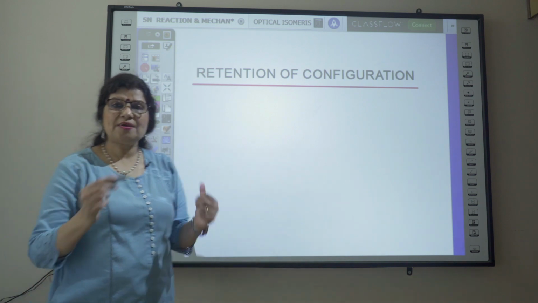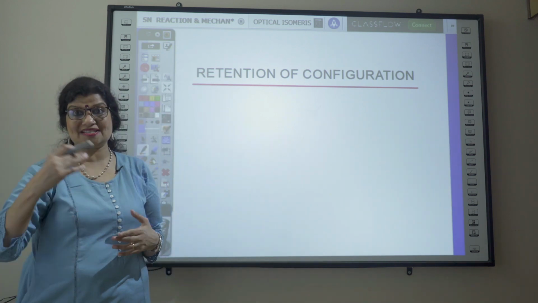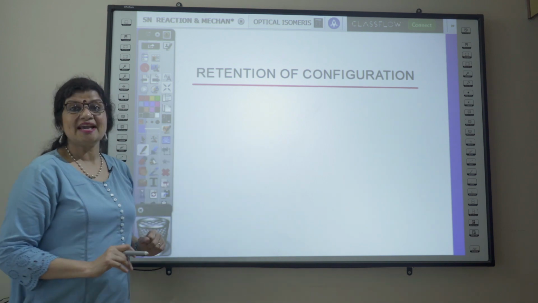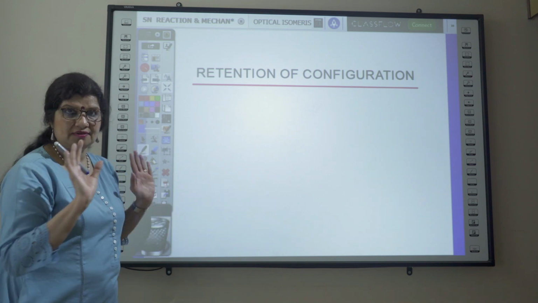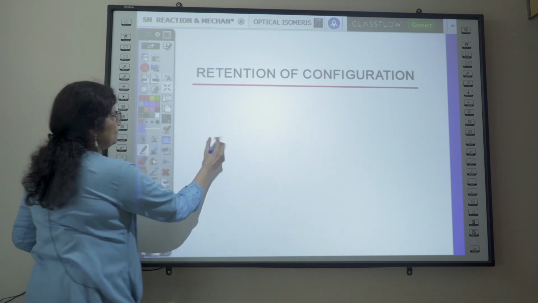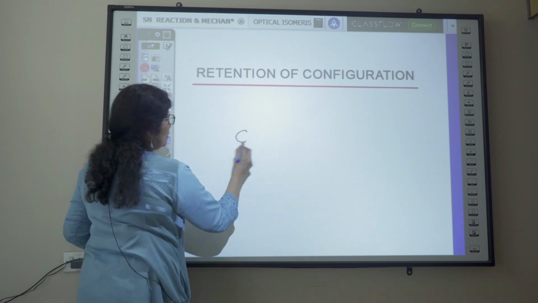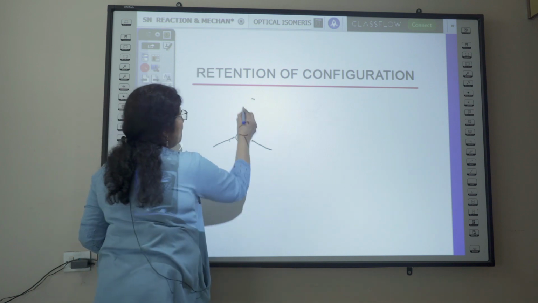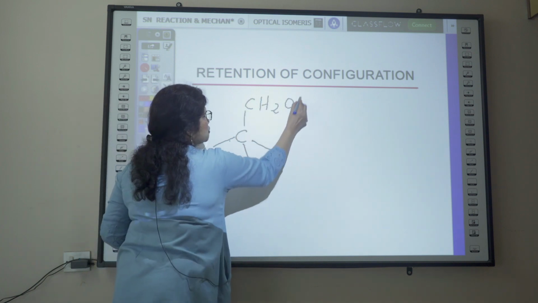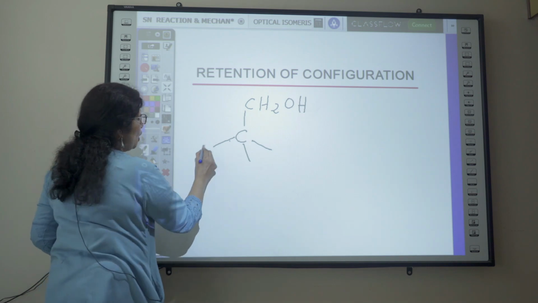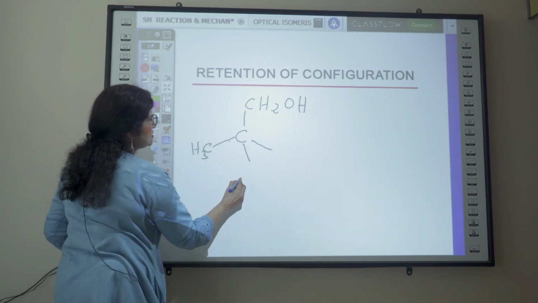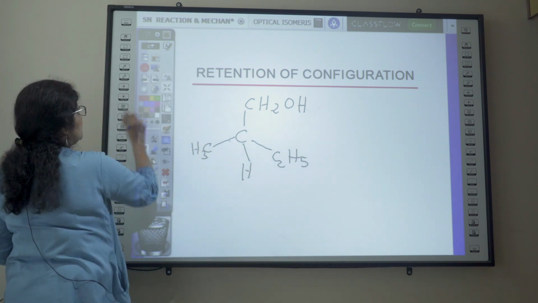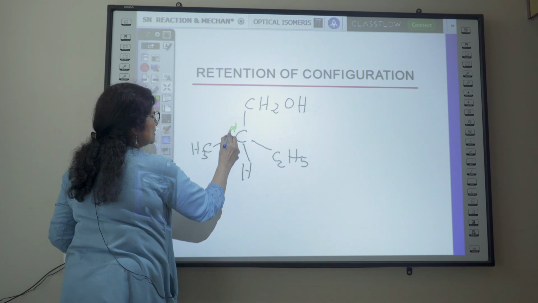Now, we have to be aware of a few terminologies before we start discussing the stereochemistry of SN reactions. The first terminology is retention of configuration. Okay, what do we mean by that? I'll take an example of a carbon. Now this carbon is a chiral carbon. One of the bonds is attached to CH2OH. The others are bonded to, say, CH3, a hydrogen and a C2H5. Now this is a chiral carbon.